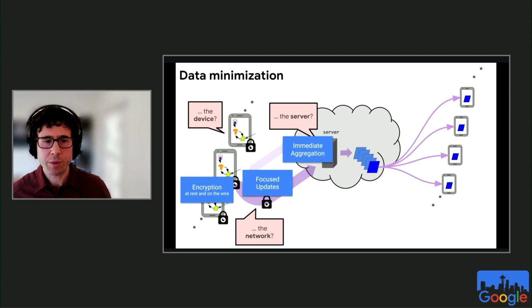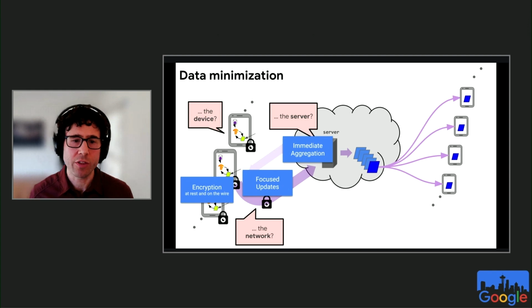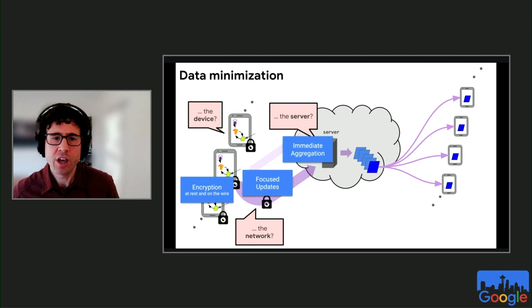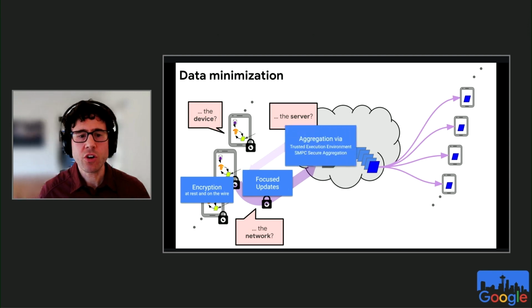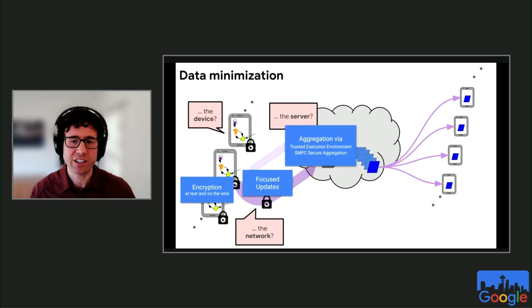So this is why we do encryption at rest and on the wire. Focused updates also minimize these requests because it means we're sending as little as possible on the wire into the server. We're aggregating as early as possible, which limits what you can learn from access to any downstream part of the system and so on. And as I mentioned, we can make these aggregation guarantees even stronger by bringing in data minimization supporting technologies like secure multi-party computation or trusted execution environments for protecting intermediate state on the server in particular.